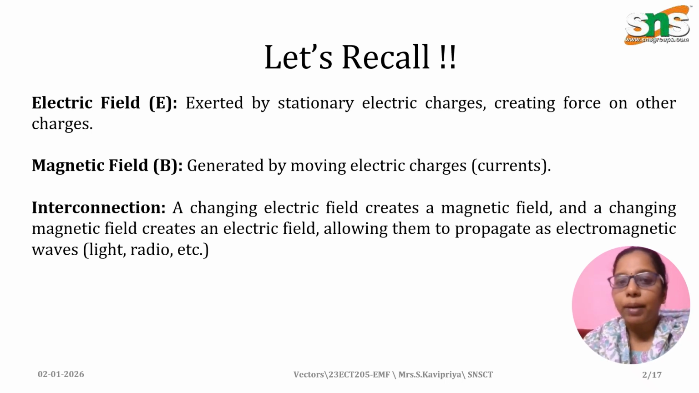Electric field is created by stationary electric charges, whereas moving electric charges create a magnetic field. Moving electric charges constitute the current. A current carrying conductor produces a magnetic field. The combination of both electric and magnetic field gives rise to the electromagnetic field. So a changing electric field produces a magnetic field, and a changing magnetic field produces an electric field. This allows them to propagate as electromagnetic waves.